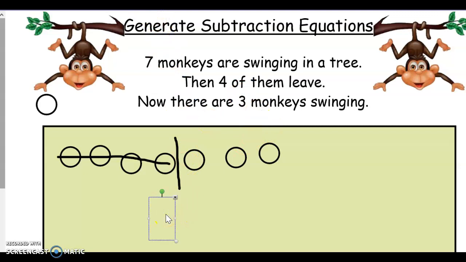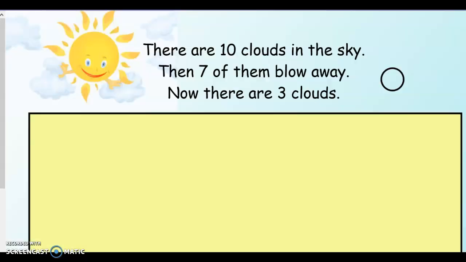So we're going to write what we had. So we started with 7. Then 4 of the monkeys left. Now there are 3 monkeys left swinging. So here's our equation. Here is our proof drawing. And our label would be monkeys, right? There are 3 monkeys swinging.